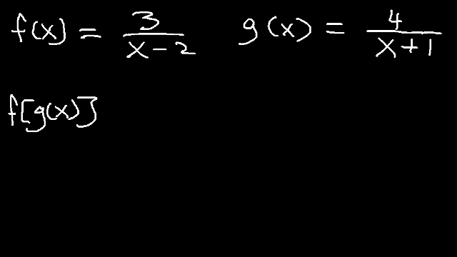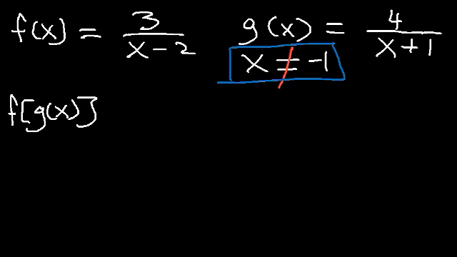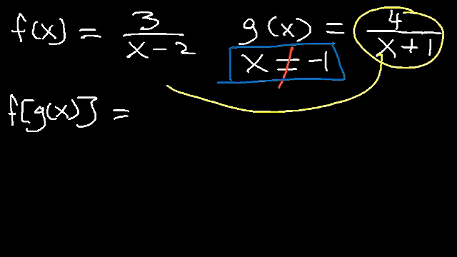So g is the input of the composite function, so let's find the restriction on g. For g, x cannot equal negative 1. We can't have a 0 in the bottom. Now, what is the composite function f of g of x? We need to take g and insert it into f.